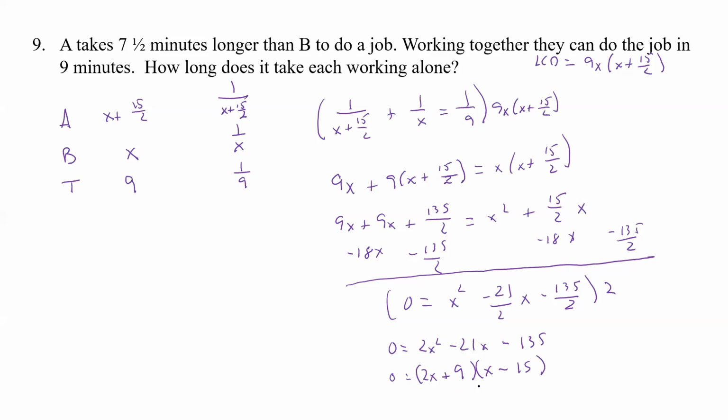So now we're going to set each of those terms equal to 0. We're going to have 2x plus 9 equals 0, and x minus 15 equals 0. So here x is equal to 15. Here x is equal to, subtract the 9, minus 9 over 2. Again, we can't have a negative time. And so B is going to take 15 minutes.